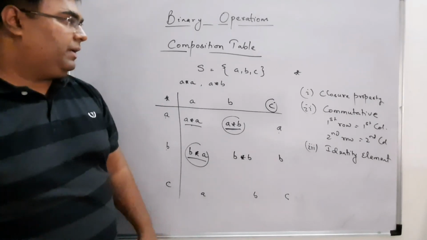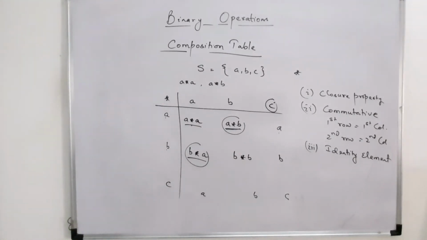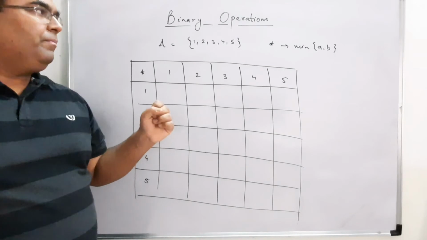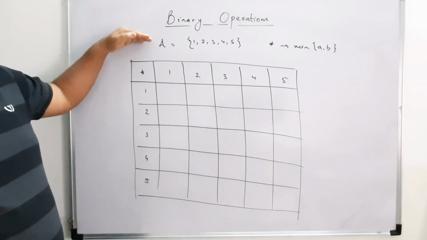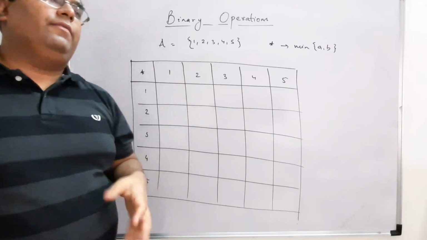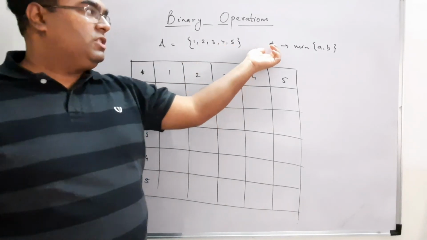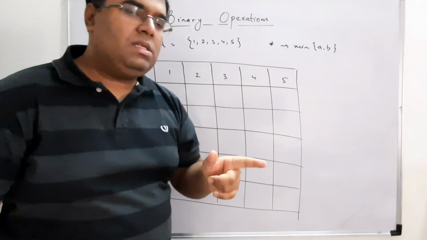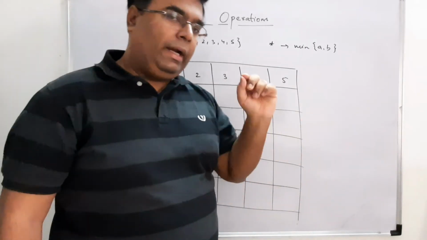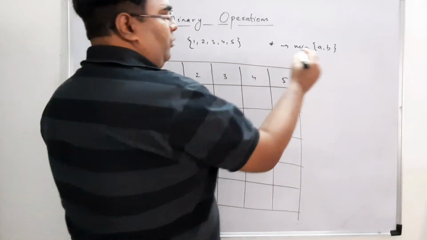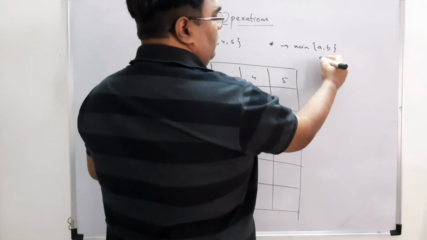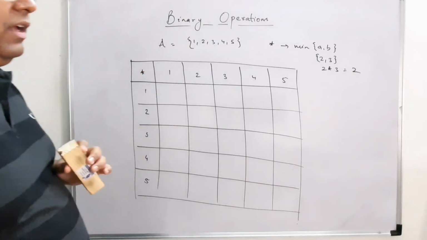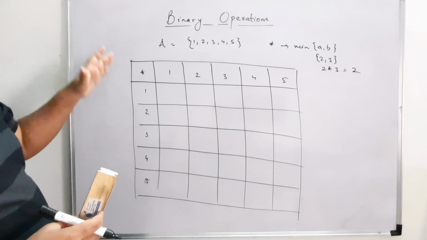Let us solve one example here. Right, so this is my example. We have a set A, which includes the numbers 1, 2, 3, 4 and 5, and we have an operation which says minimum of A and B. So whenever we take two elements, whatever the minimum value is, we need to write that value. For example, if you take A and B as 2 and 3, then 2 star 3 will give you 2, the minimum value, right? So let us operate this operation here.